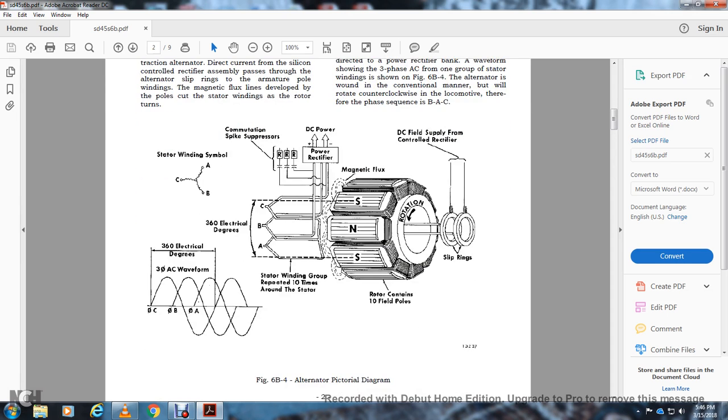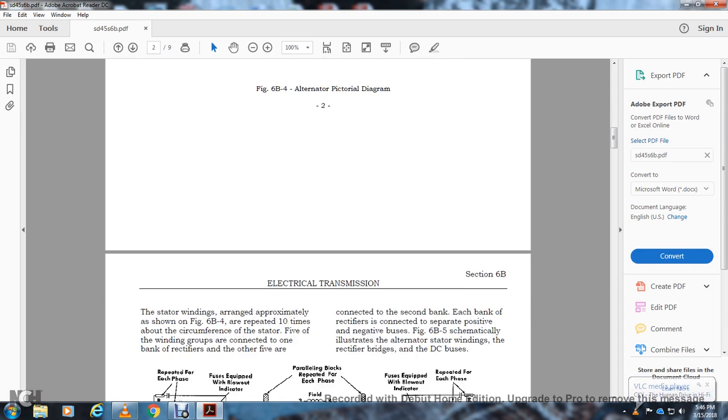Alright, 6B4 is the alternator pictorial diagram. Look at the 360 electrical degrees of the three-phase AC waveforms, A, B, and C going backwards, or C, A, and B, with stator winding symbols A, B, and C, which are stator winding groups repeated 10 times around the stator in 360 degrees. The diagram shows resistors, rectifiers, and DC power, positive and negative rectifier, magnetic flux, south pole, and the rotor containing 10 poles, with rotation, slip rings, and DC field supply from the controlled rectifier.